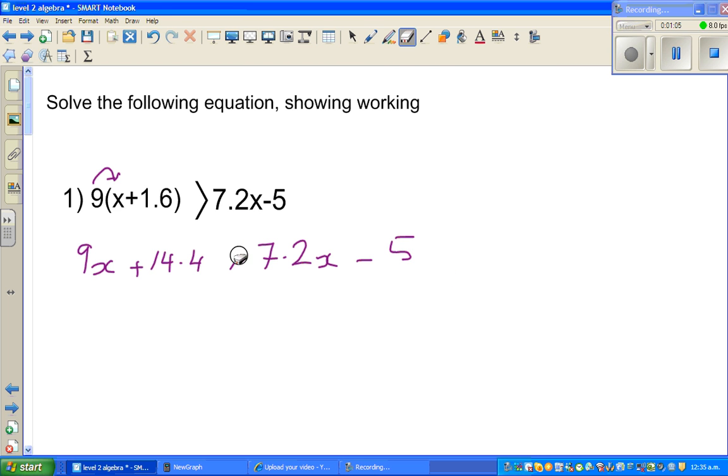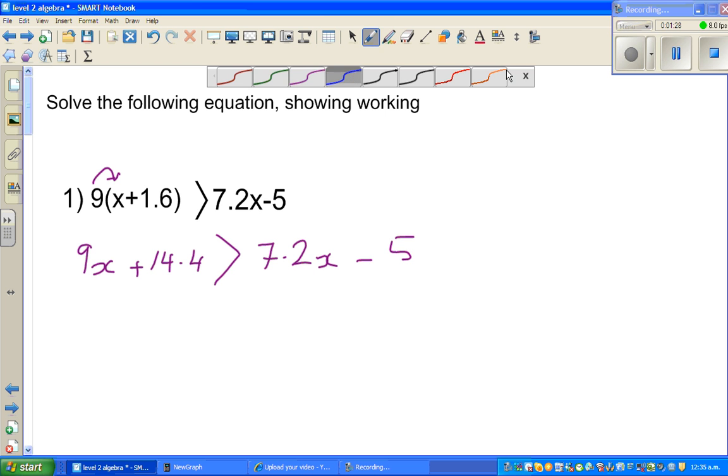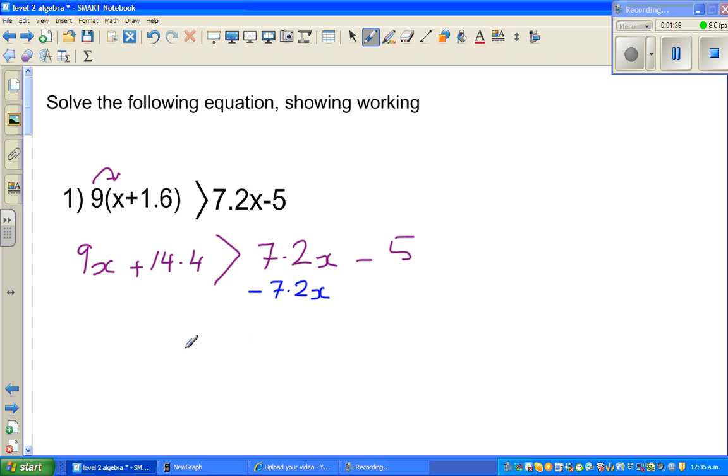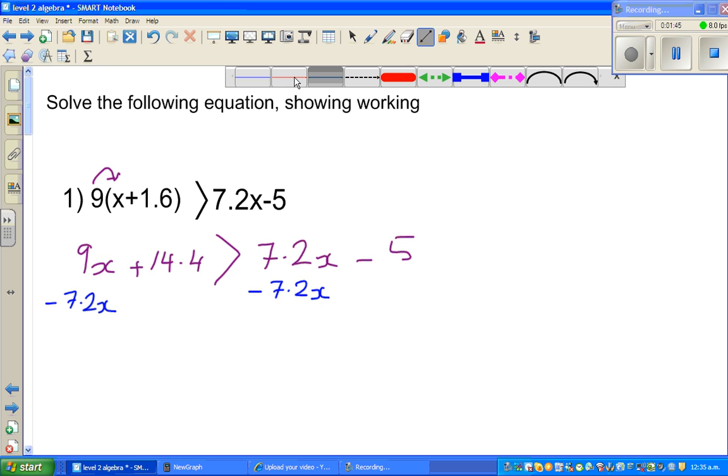Now, the same thing we do in an equation. Here, I'm going to collect the x's on the left-hand side and the numbers on the right-hand side. I've got a 7.2x on the right, so I want to eliminate this, so I do the opposite of that. The opposite of 7.2x is minus 7.2x. If I take away 7.2x from this side, you have to take away 7.2x from this side. This is called collecting the x's on one side.